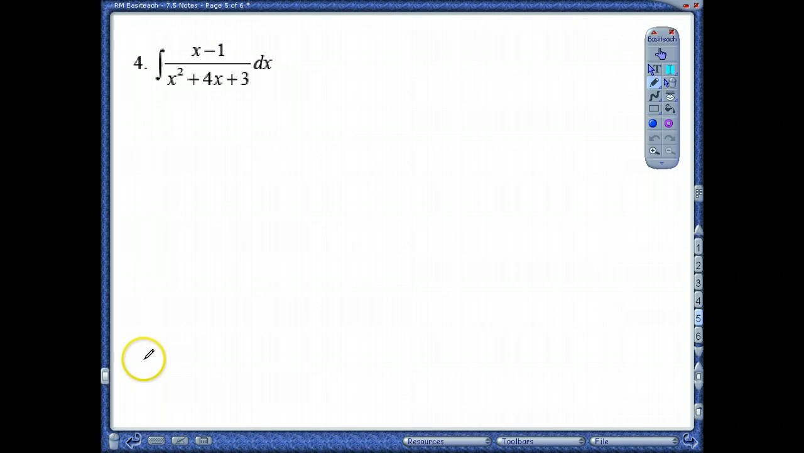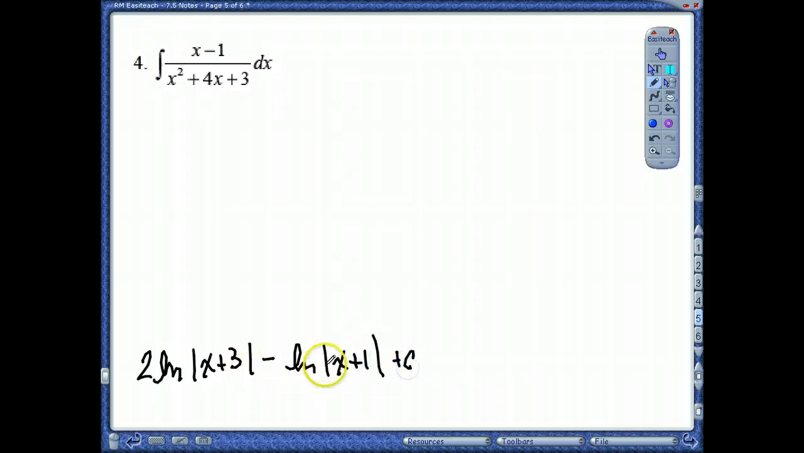The answer you should get would be 2 natural log of the absolute value of x plus 3 minus natural log of the absolute value of x plus 1 plus c. And you can write those together if you want to as a fraction. So try number 4. This is the answer you should get. Let me know if you don't.